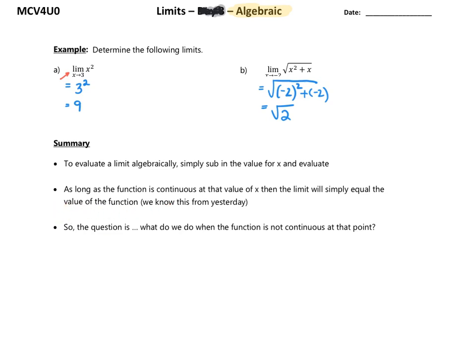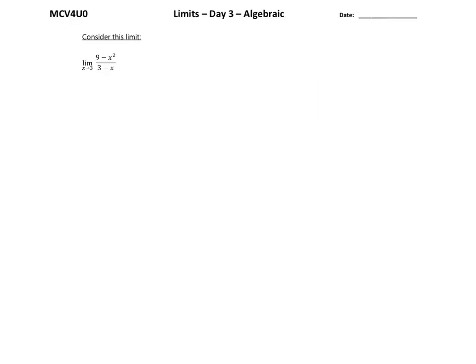So the question becomes, what do we do when the function is not continuous? When it's a piecewise function and we sort of have a jump in that function or that sort of thing. So let's take a look at what happens with this one. If we try to do substitution, we get 9 minus 3 squared over 3 minus 3, and of course if you evaluate that you will see that we get 0 over 0, and I'm going to put that in quotations because that's not actually our answer.